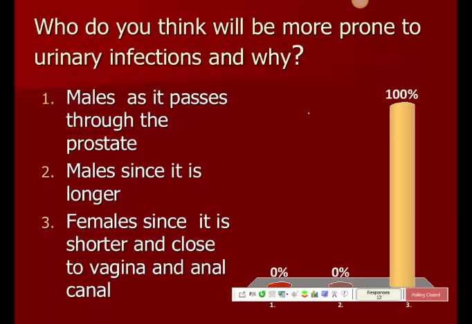Very good, yes, females: the urethra is shorter and closer to the vagina and anal canal, and there are a lot of bacteria in the vagina, so they can easily pass through, because both the urethra and the vaginal opening are in an area called the vestibule.